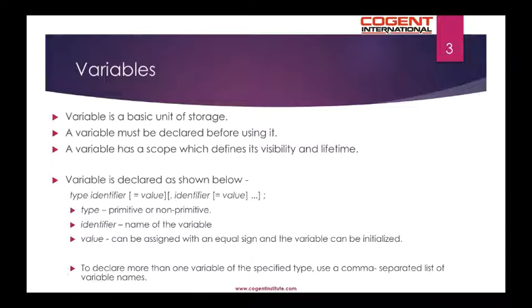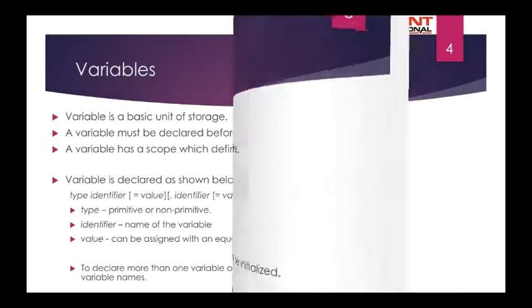Variable is declared as shown below. Here, the type can be a primitive or a non-primitive. Identifier is the name of the variable. Value can be assigned with an equal sign, and the variable can be initialized. To declare more than one variable of the specified type, use a comma-separated list of variable names.